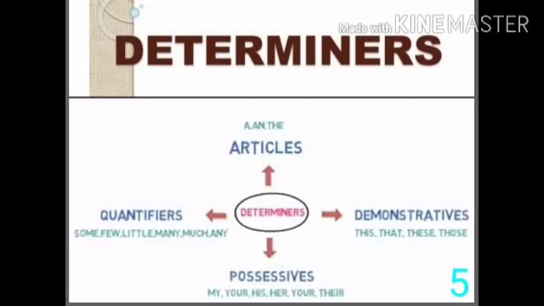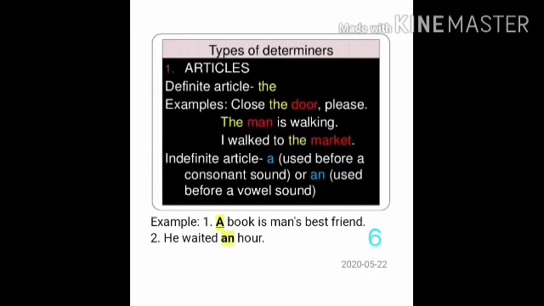Okay. First one is articles. Articles determine which noun the speaker is referring to. The is a definite article and used when you are talking about the specific version of a noun. For example, first, close the door please. Here we are pointing to the noun door. Next, I walk to the market. Here definite article the is used to introduce the noun market.